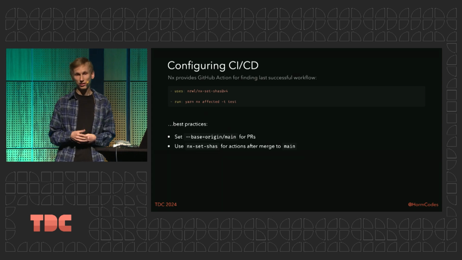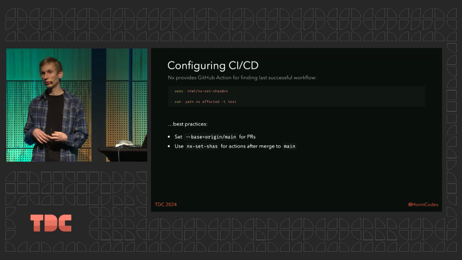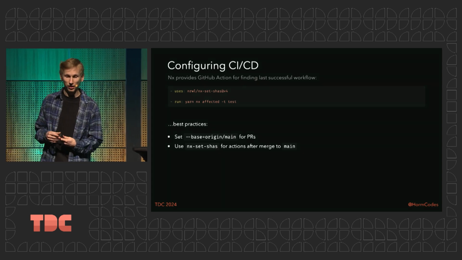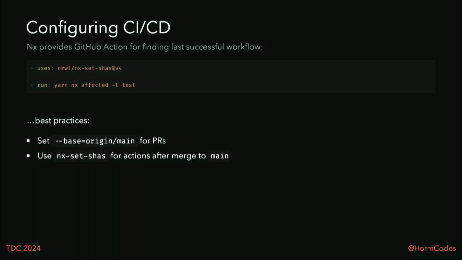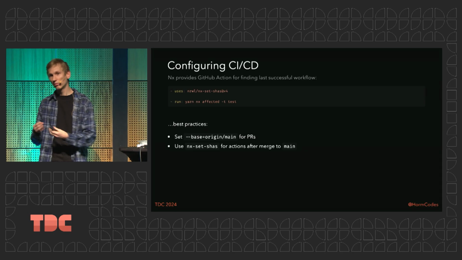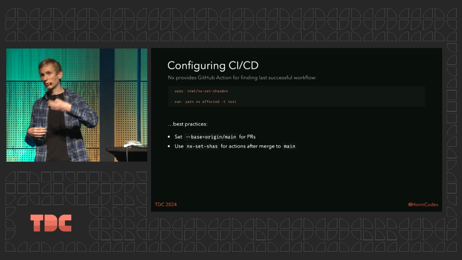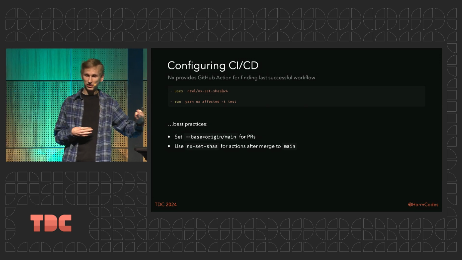The NX team provides a custom GitHub action that helps you to find the last successful workflow. So in reality, what happens is that every time you push to main, this action will check all pushed commits since the last successful workflow run, and use the affected command against those commits that were just pushed. What it also means is that if we push a commit that is failing the build, NX will keep including those commits that are failing until the pipeline is fixed.